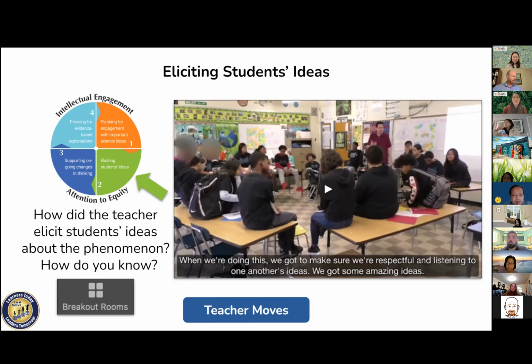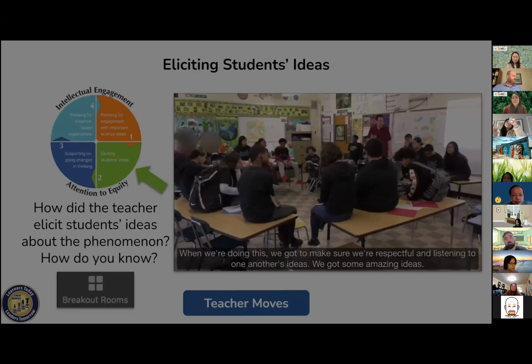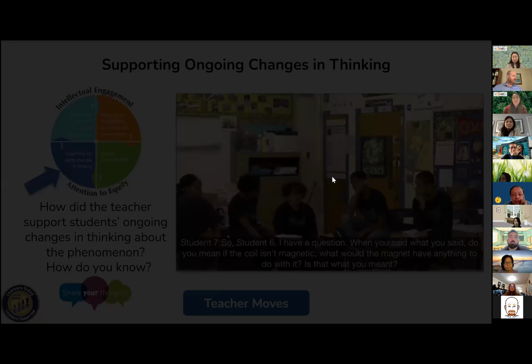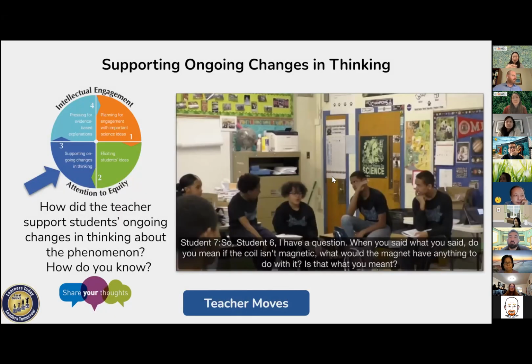All right, so let's go on to the third segment. This time we're going to be looking at how the teacher plans to support ongoing changes in students' thinking. If you recall from our first session before winter break, this was the heart of science instruction for us, right? We get to support students' changes in thinking. That's our role as teachers. So let's take a look at how the teacher is able to facilitate this.